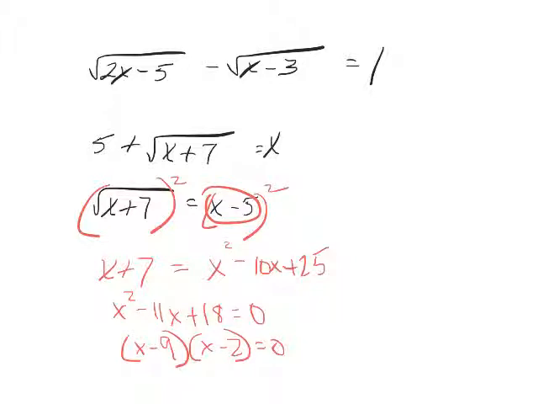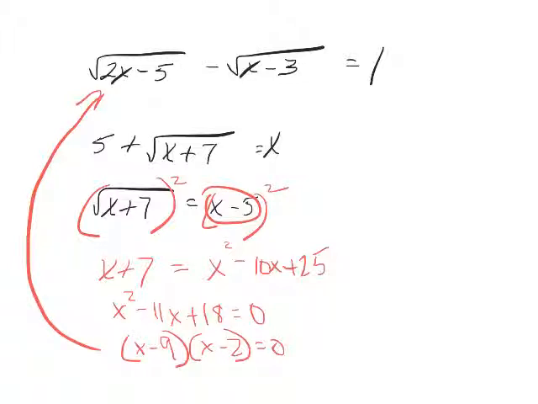9, we're going to check. We're going to stick that in here. And we get 18 minus 5, which is 13. And 13 minus square root of 6. Okay, that can work. Let's put the 2 in there.